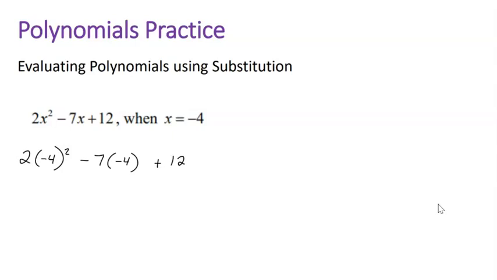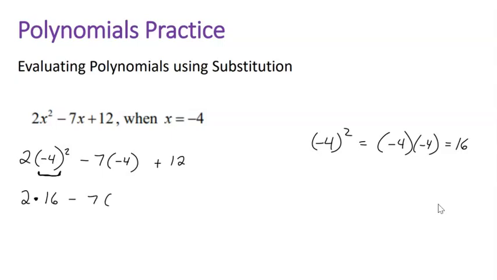We see that we have a squaring, so exponents come first. We're going to do this first. -4 squared means -4 times -4, which results in a positive 16. So we're now going to have 2 multiplied to a positive 16. Minus 7 multiplied to -4 plus 12.